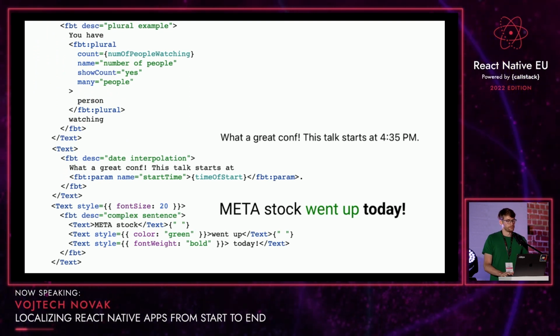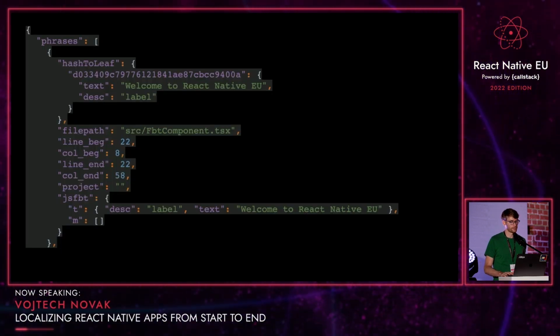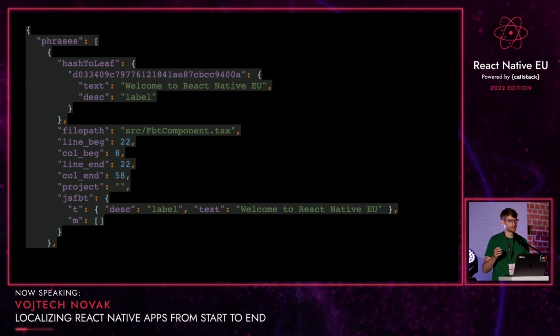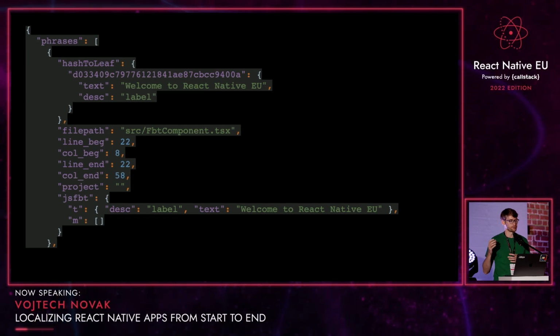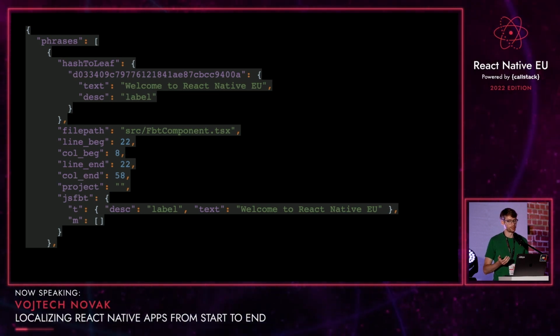All right, just quickly, FBT runs through your code and extracts the strings out of it. This is what part of the resulting JSON file looks like. It's kind of a proprietary format, I guess, of Facebook that they have developed to serve their purpose.